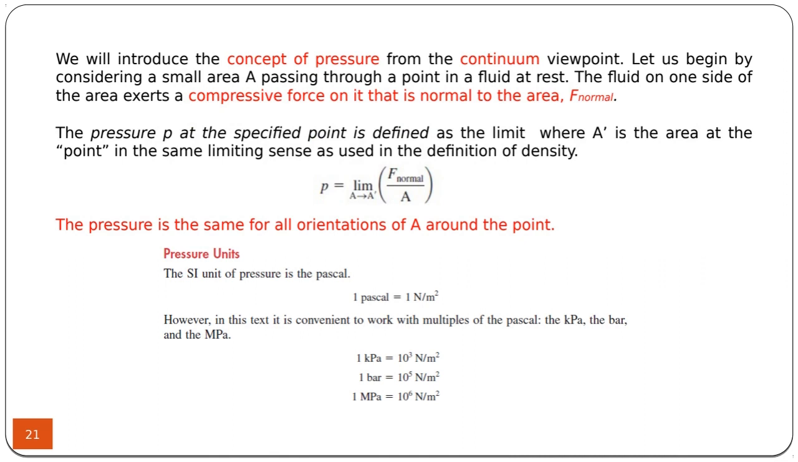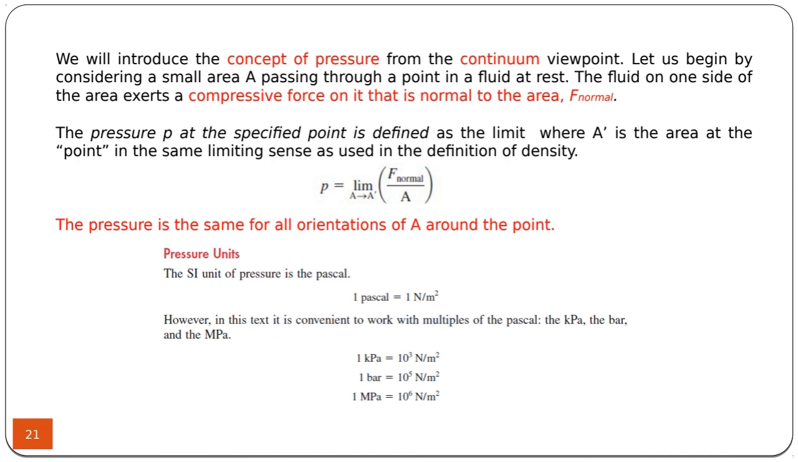Another intensive property is the pressure. Pressure, remember from physics, is the force per unit area. So force divided by area is the pressure. Some units of pressure is Pascal, which is 1 newton per square meter. So if you have 1 newton applied on an area which is 1 square meter, it's called 1 pascal. 1 kilopascal is 1,000 pascal or 1,000 newtons per square meter.